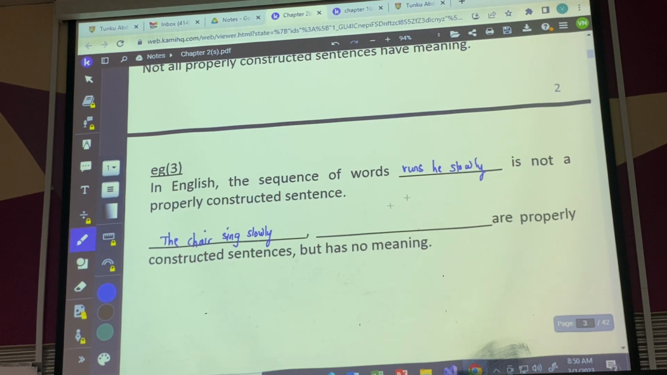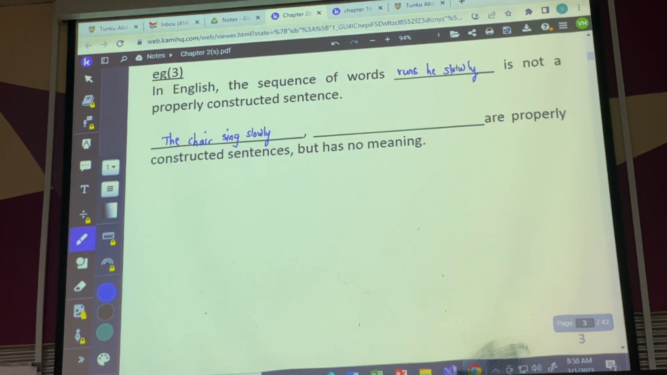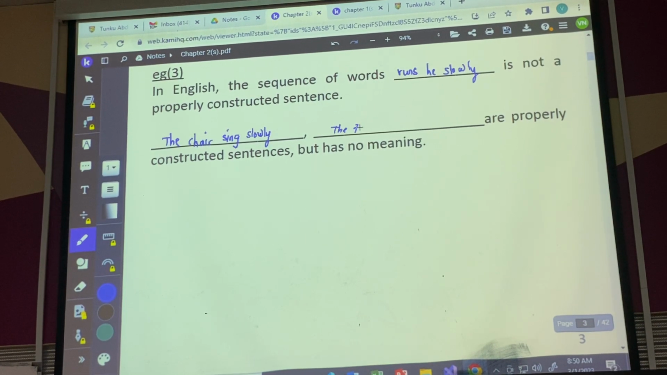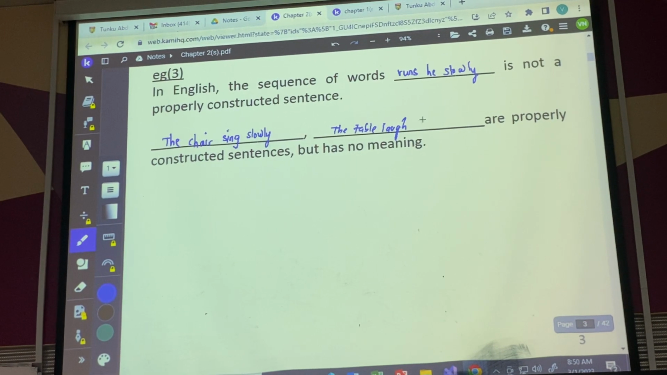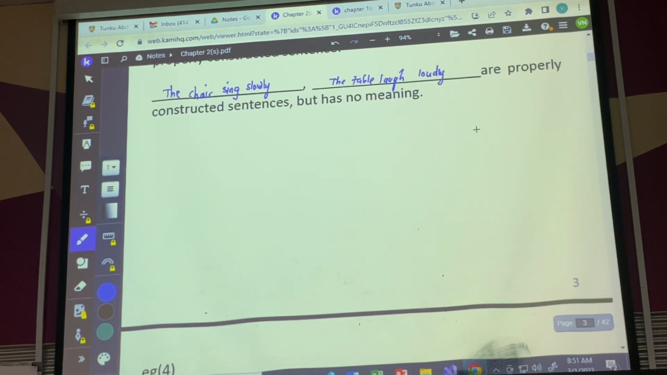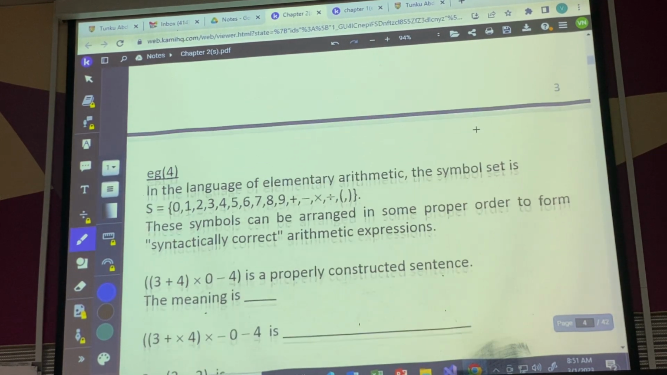Okay, so you can have other examples also. You can put the table, laugh loudly, and so on. Okay? So these are examples of semantic problem sentences. Okay, example 4. Look at this.